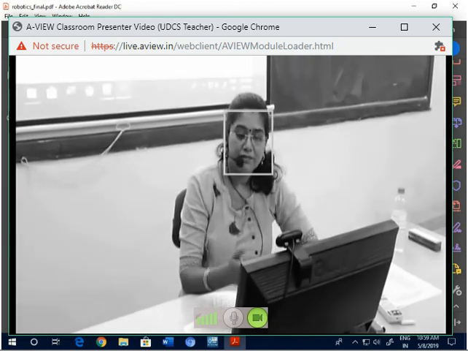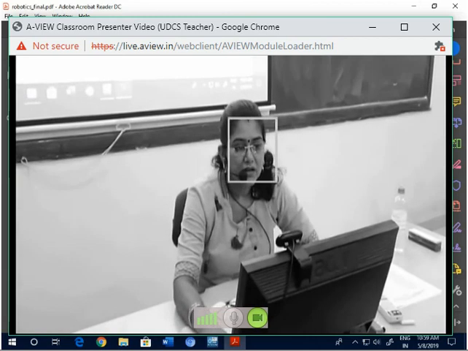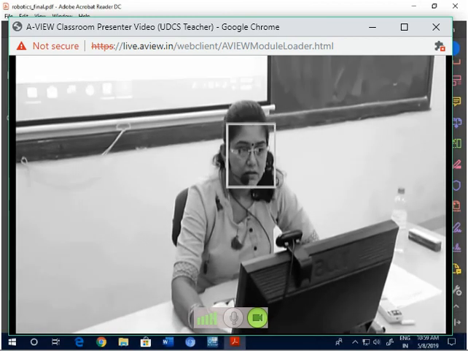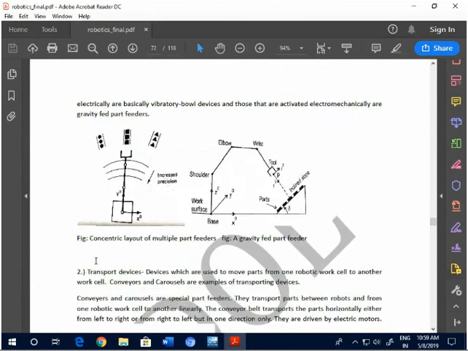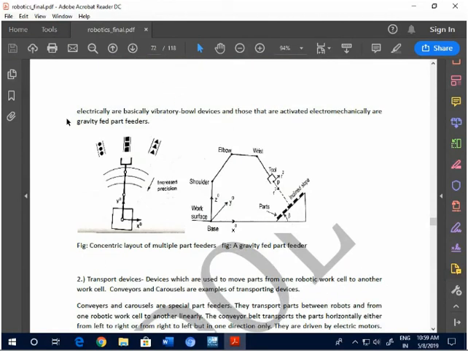Part feeders are activated based on the reach. Now see, there are two types of reaches in Rhino. Part feeders that are activated electrically are basically vibratory bowl devices, and those activated electromechanically are gravity fed devices. See, this is a concentric layer of multiple part feeders, and gravity fed to the feeder.